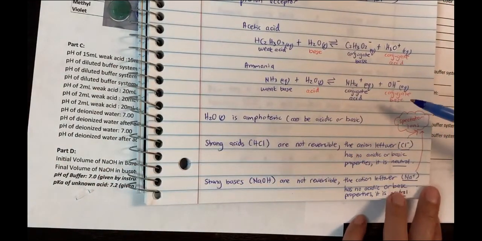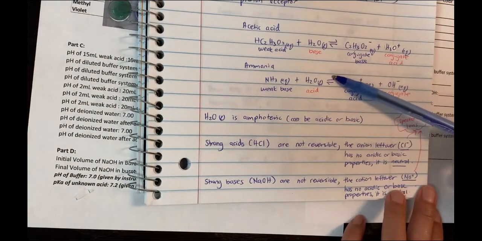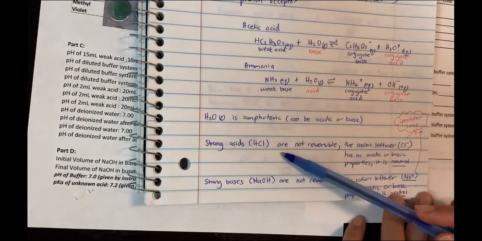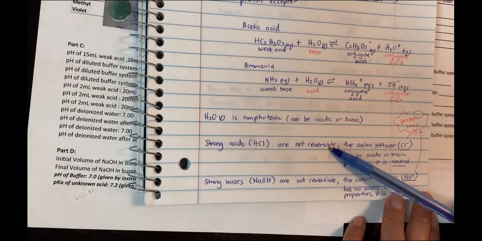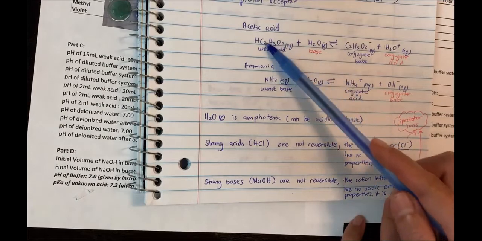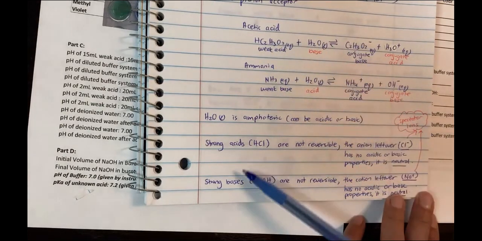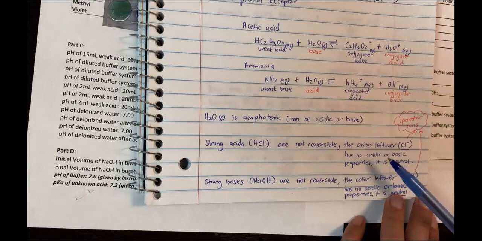So what's the difference between a weak acid, which is reversible, compared to a strong acid or strong base? Strong acids and strong bases are not reversible. If it's not reversible, they don't go, oh, well, I want to be this, and then I want to go back there. They don't go back. Once it splits, it doesn't go back.